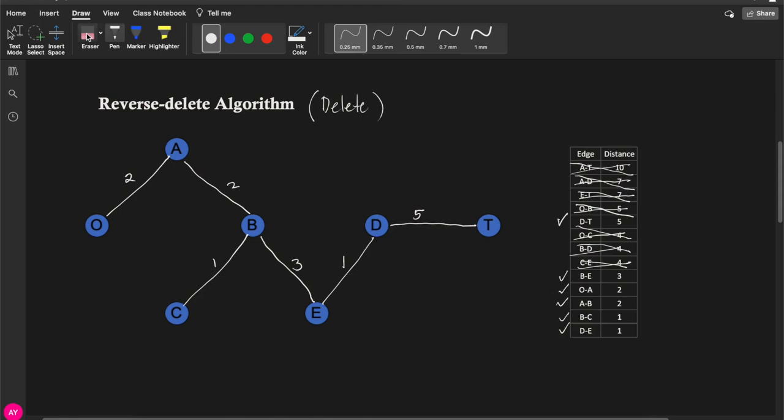Look, if you remove BE, then you will cause a disconnection between this graph and this graph. Okay? And therefore, you cannot remove BE. And the same thing applies for the rest of the edges. And what we have here is the minimum spanning tree using the reverse delete algorithm with the total distance again of 14.